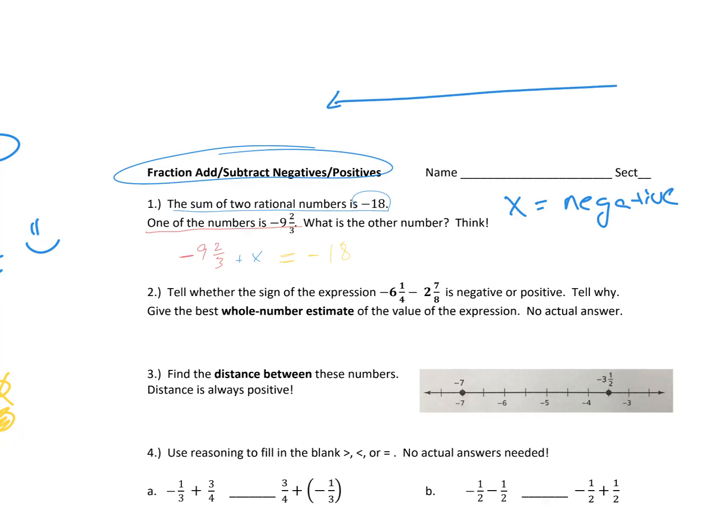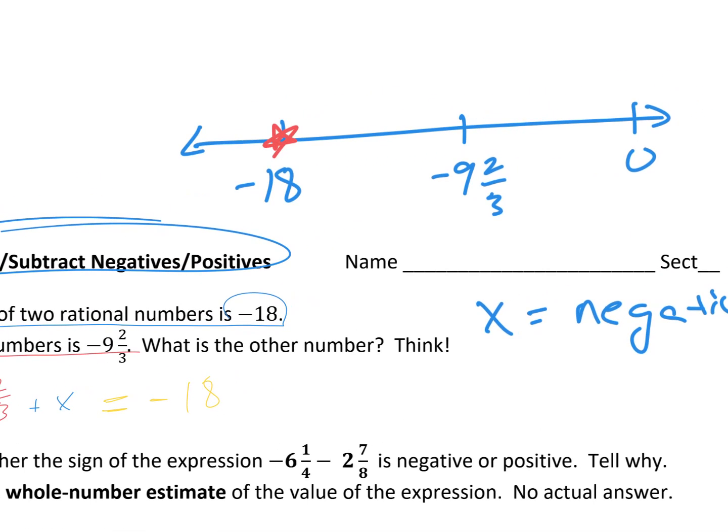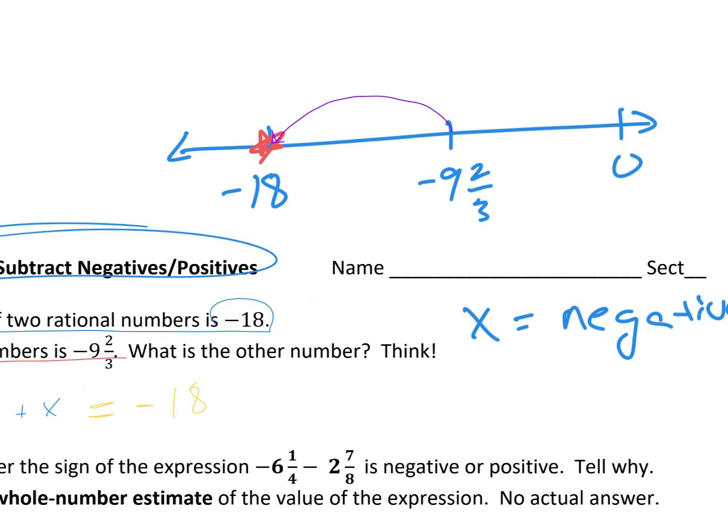Let's look at a number line real quick. Over here is negative 18. This is where we end up. Let's put a star there. Where we begin, I guess you could say, is at negative 9 and 2/3, right? So we can kind of figure this out. We'd have to go another certain distance in order to reach negative 18.